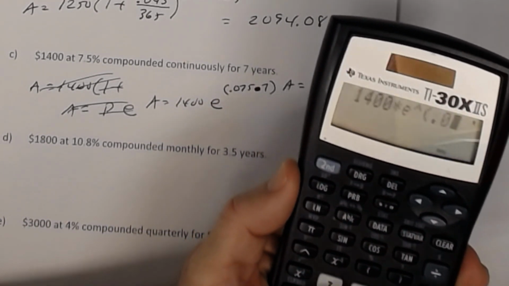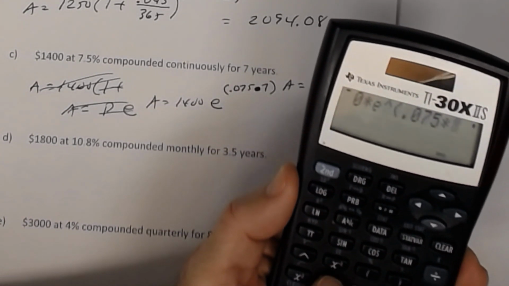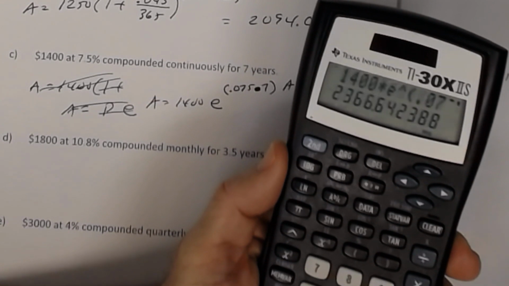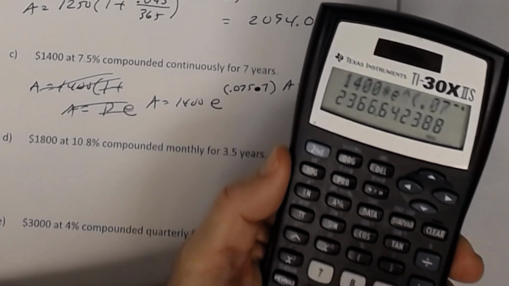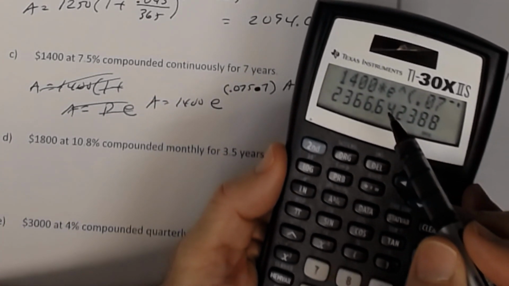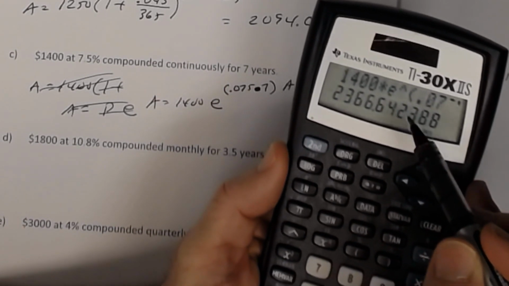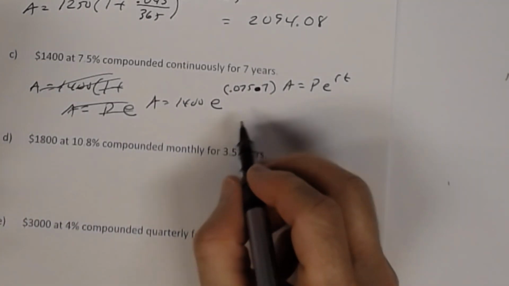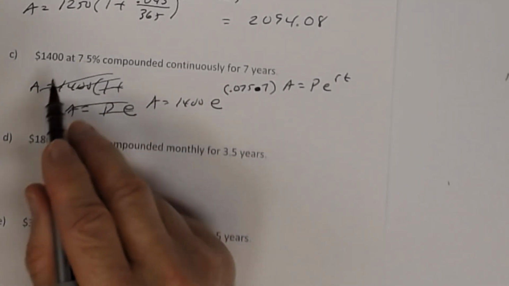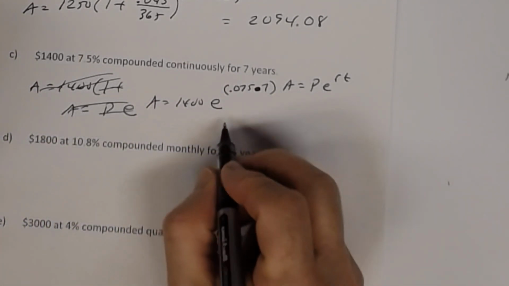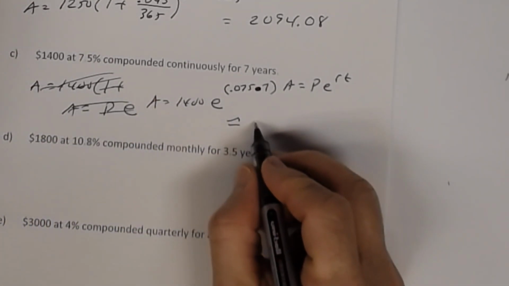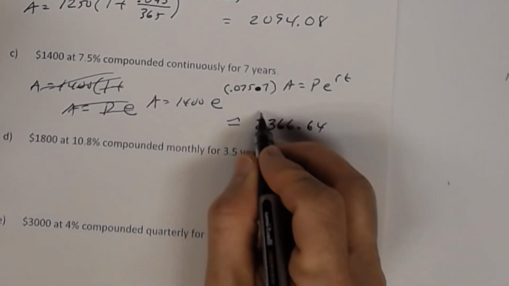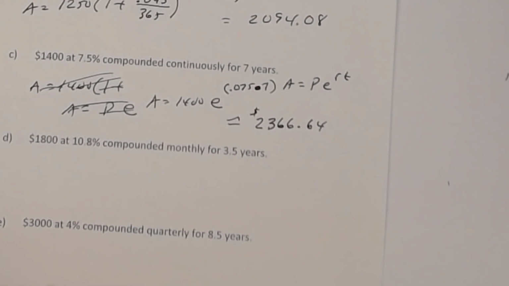So you're going to say 0.075 times 7, and then don't forget to close the parentheses. See right here? And you get this amount. Okay? So to the nearest cent, see the 4 is in the hundredths place. So you got to look at the thousandths. Since that is less than 5, the 4 stays 4. So at the end of 7 years, if I don't add anything to this amount or take anything out, this 1,400 will become $2,366.64.